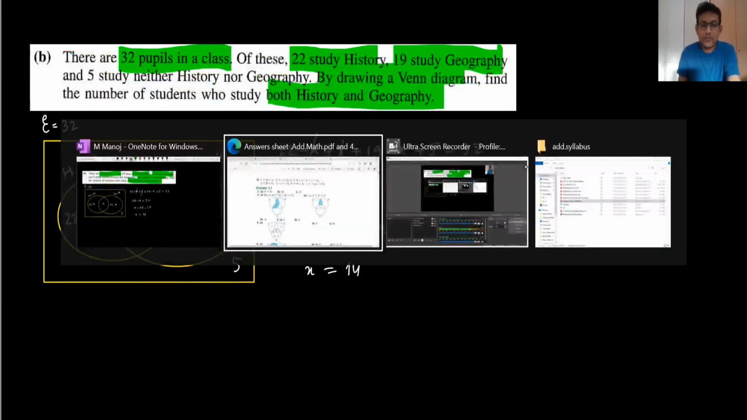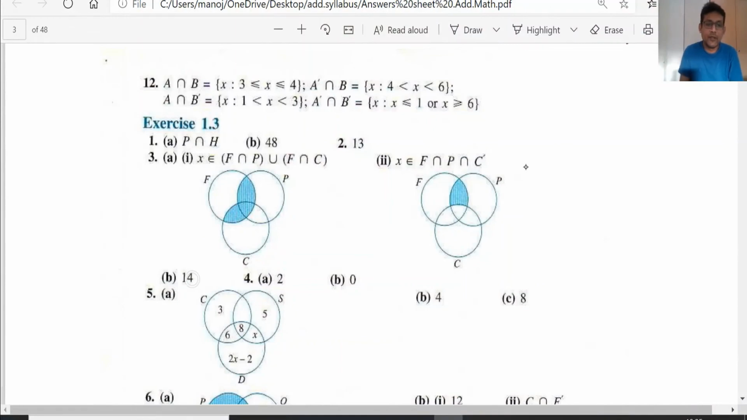Let me check the answer of this part. Yes, it's right, 14. Part B, question 3, part B.